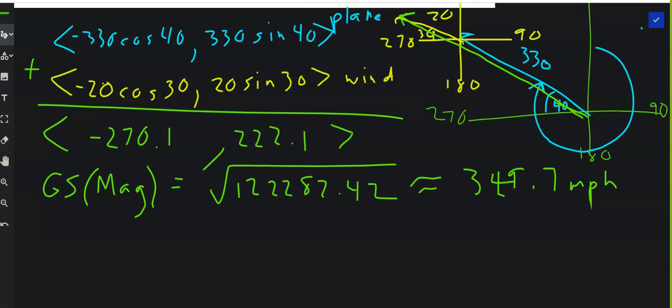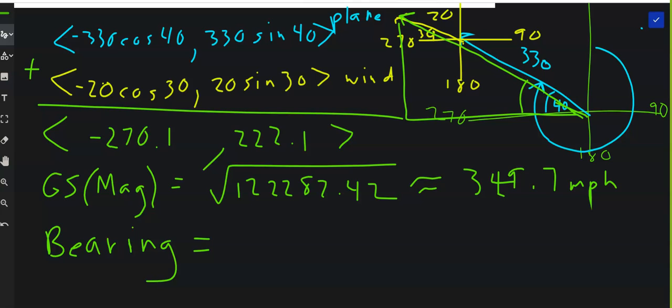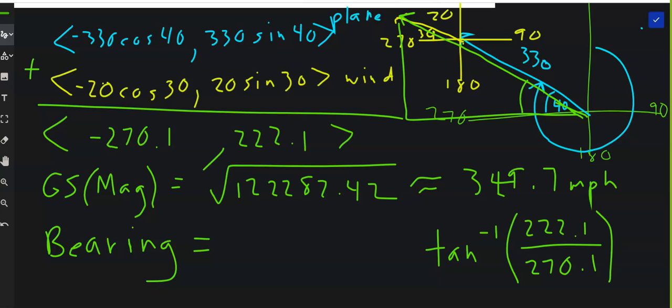Okay, so we've got the magnitude, or the ground speed. What about the bearing? I've got the components of the green triangle right there. I better find this angle inside there. Yeah, we'll use tangent inverse like we've done before, right? Tangent inverse, you've got the opposite side is your 222.1. Your adjacent side is the 270.1. Don't need to worry about the negatives. So tangent inverse of 222.1 divided by 270.1. Got 39.4.